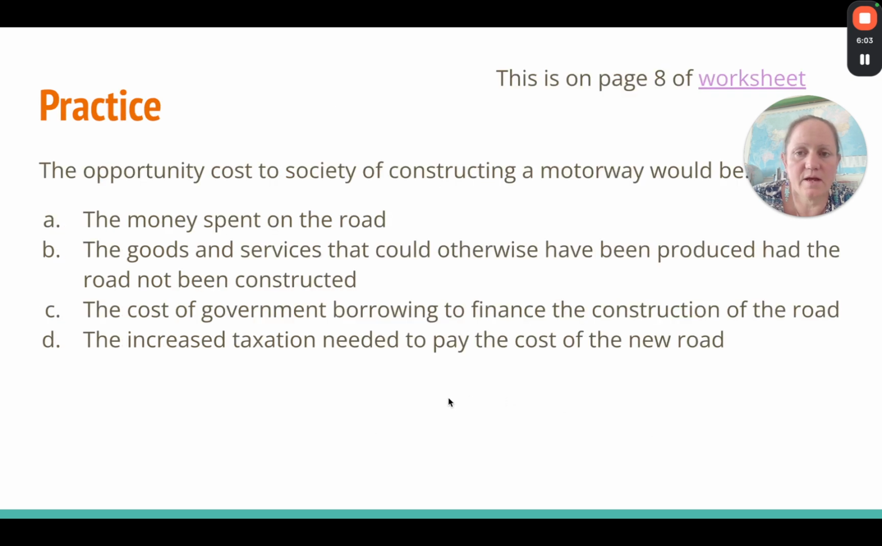Okay? This last exercise asks you to answer the question of, when you are constructing a motorway, what is the opportunity cost for constructing that motorway? And the answer is B. The goods and services that could otherwise have been produced had the road not been constructed. Because it's not these other items, because it's not the money actually spent, that's already gone. It's not the borrowing of the finance, because that's already happened. And it's not taxation, because that's a method of payment. That's not an opportunity cost.